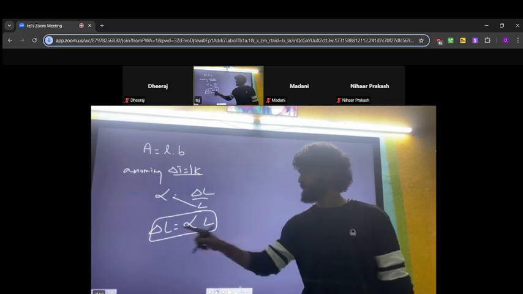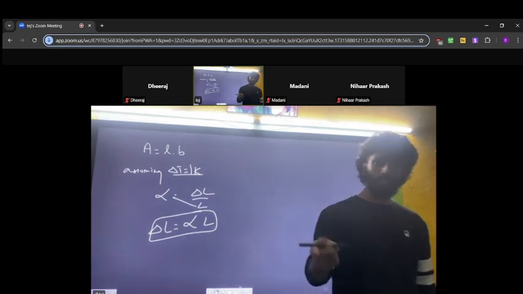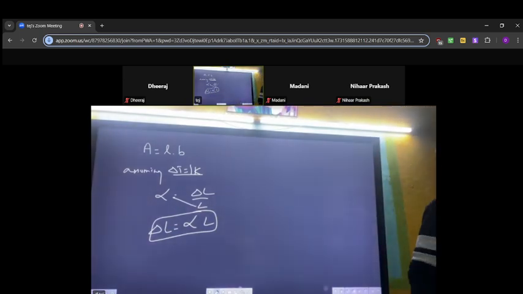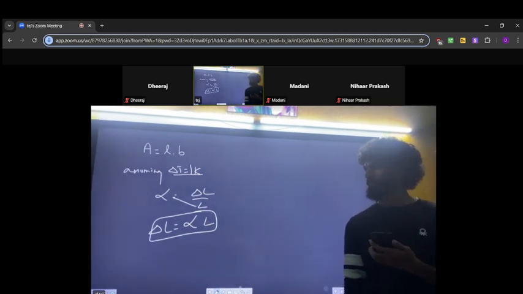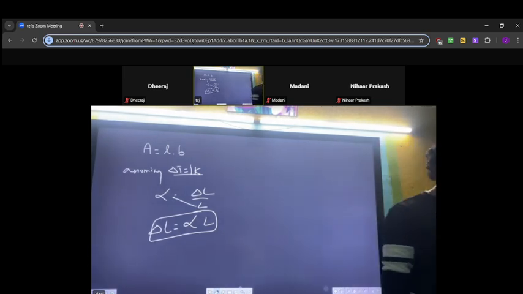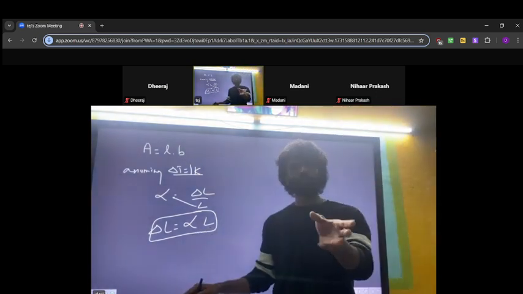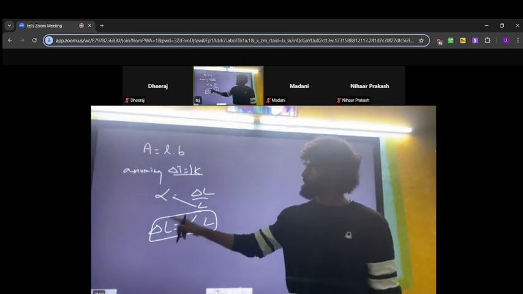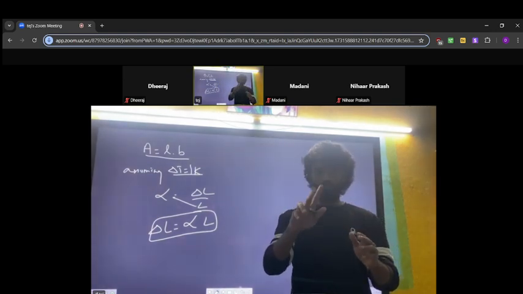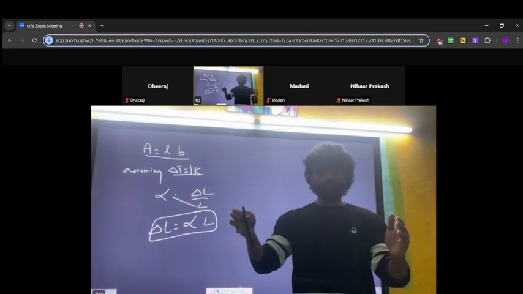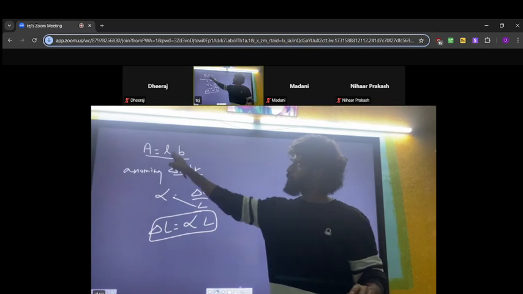What am I trying to find? I'm trying to find delta L first. Why, I'll tell you. Okay, now listen. I'm trying to reveal why I'm trying to find delta L. See, this is the formula, area. Area depends on 2 things. One is length, one is breadth. When you give heat, both of them will increase.